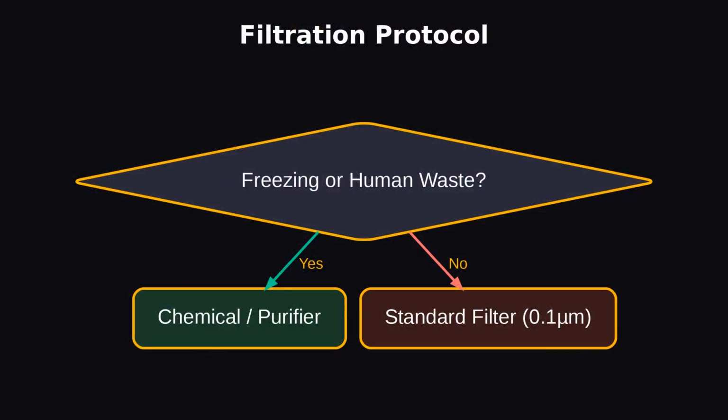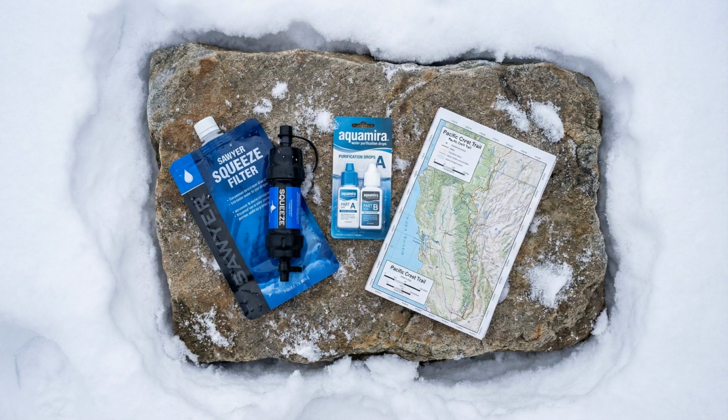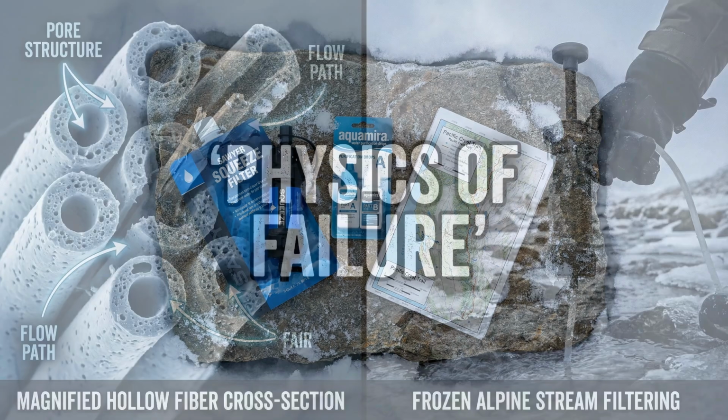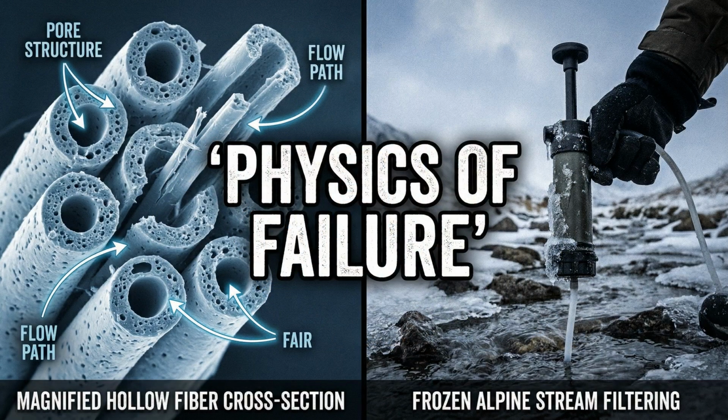Assess your risk profile systematically. If you are near human impact, sewage infrastructure, or grazing livestock, the viral probability spikes. If temperatures drop below freezing, mechanical filtration integrity is compromised. Treat hydration as a sterile systems problem. Carry a mechanical filter for turbidity and speed, but maintain a chemical backup for viral defense and redundancy against the physics of freezing. Understand the microscopic threat landscape. Gear failure is usually user error.